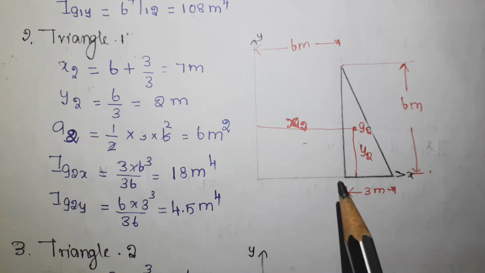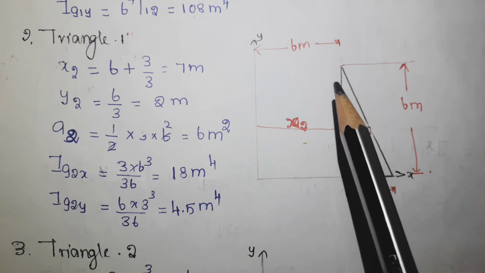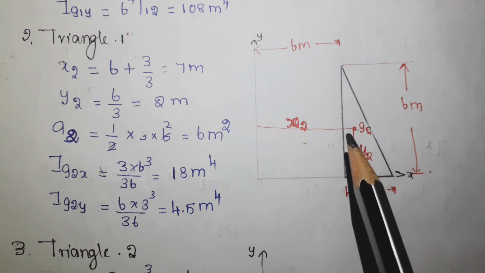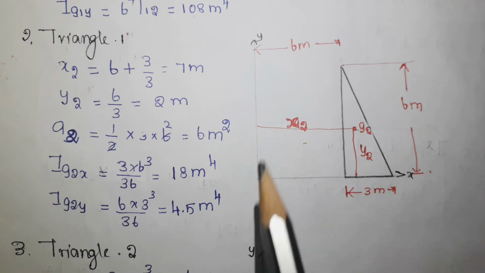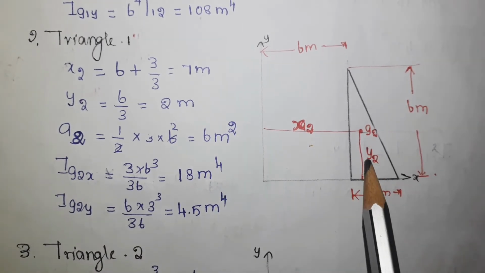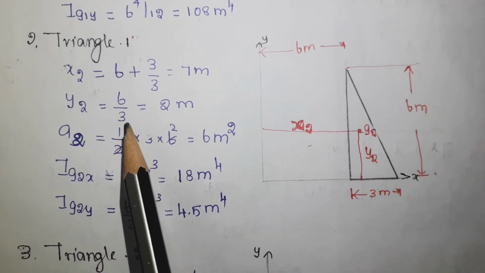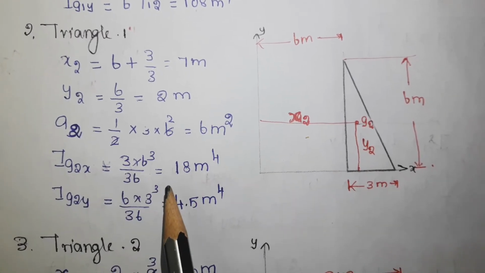Then since it is a triangle, and from this end it is a line end, this distance is b by 3, but in the place of b here you have 3. So here it is 3 by 3, which is 1 meter, so x2 is 7 meter, and y2 equal to, again from this to this distance, y2 is 6 by 3, 2 meter. Then a2 is half of bh, you will get the answer as 9 meter square.